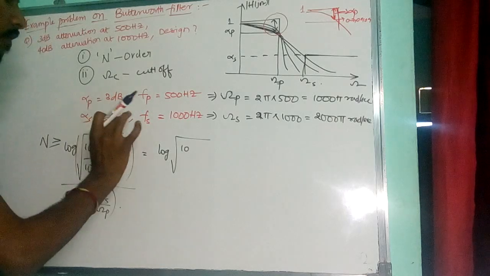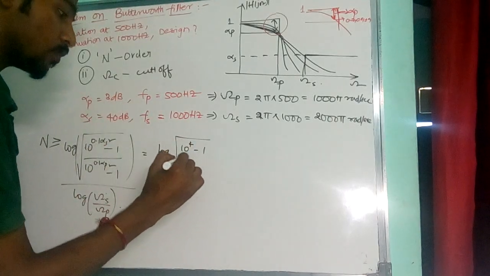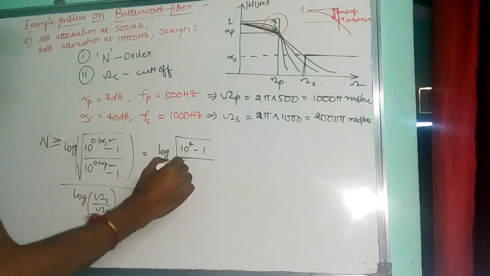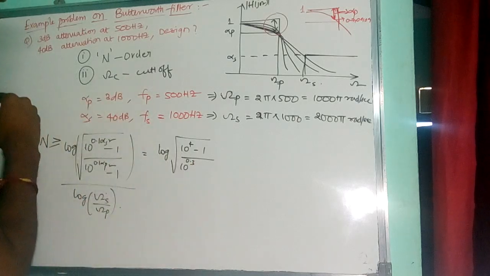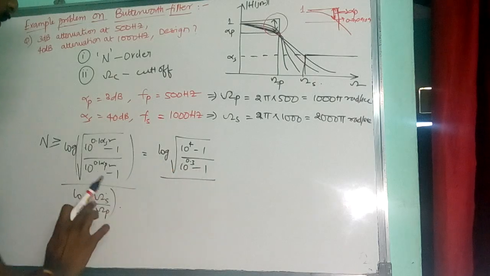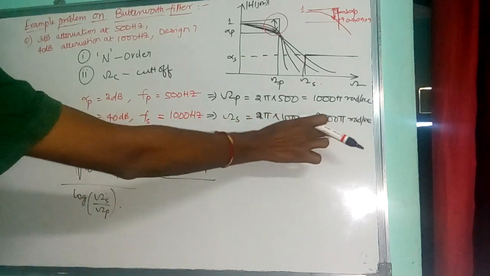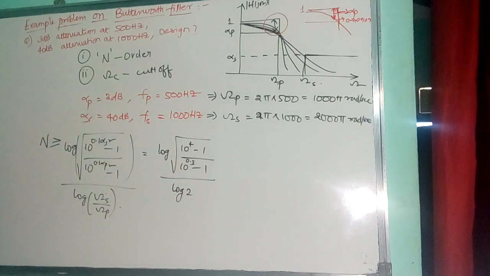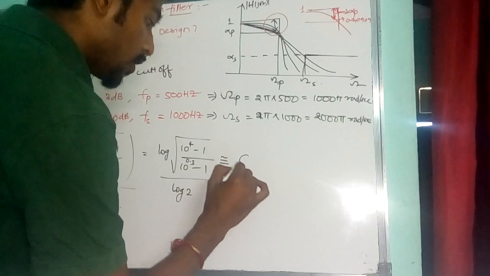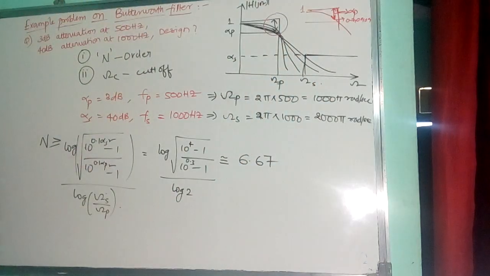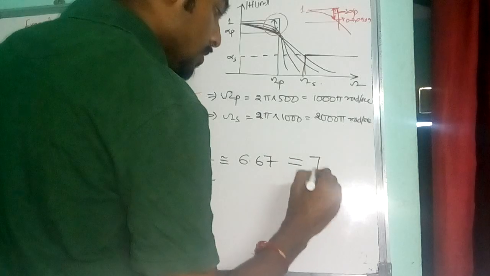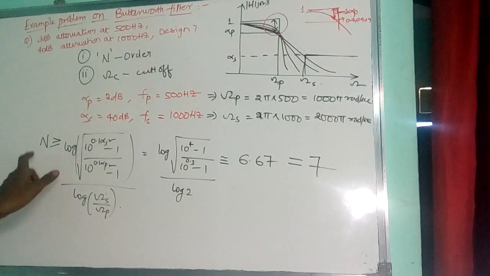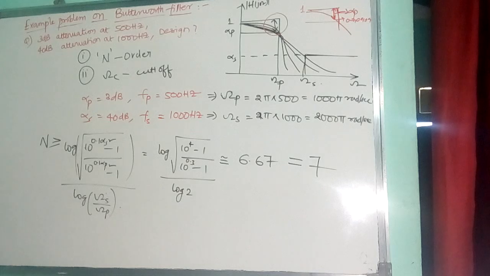This will be 0.1 into alpha s, which is 40, so this will be 10 power 4 minus 1, by 0.1 into alpha p, which is 3, so 0.3, minus 1, by log of omega s by omega p. Omega s is 2000 pi, this is 1000 pi, so directly I can write this as log 2. After solving this I will get an approximate value of 6.67. As I need to round it off to the nearest higher integer, I will take my value as 7. This is the order of the given Butterworth filter.